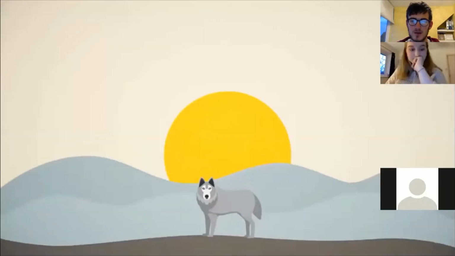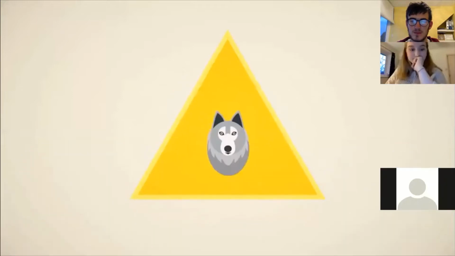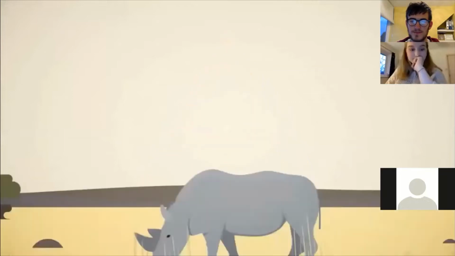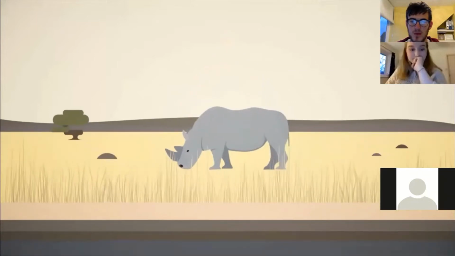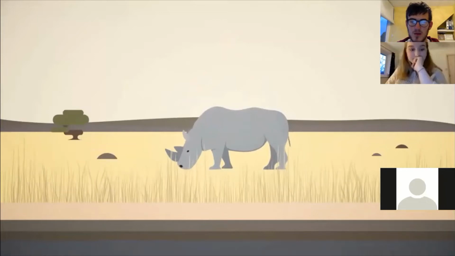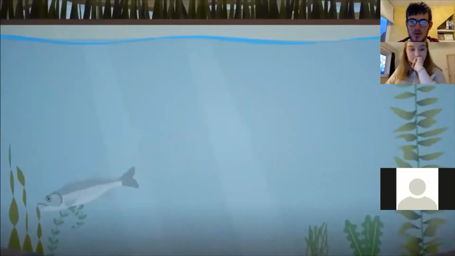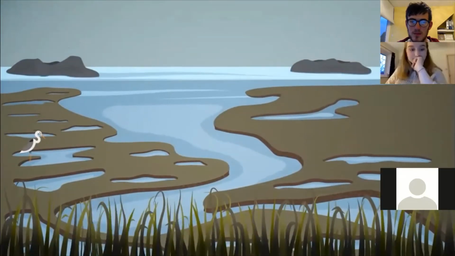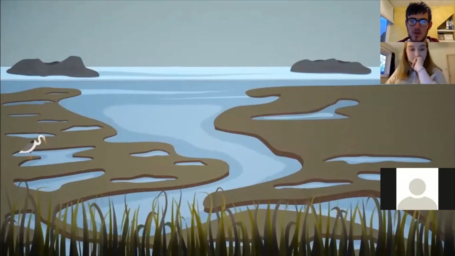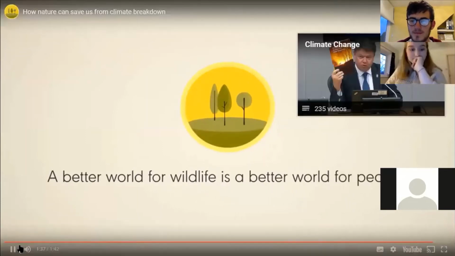And bringing back wild animals can be amazingly powerful. Wolves lock up carbon dioxide by controlling the animals that eat trees. White rhinos stop big wildfires from forming by preventing dry grass from accumulating. By eating crabs and snails, predatory fish preserve the plants that hold salt marshes together. Nature is our ally in defending ourselves from climate breakdown. A better world for wildlife is a better world for people.